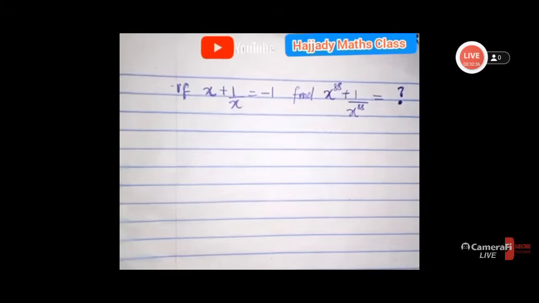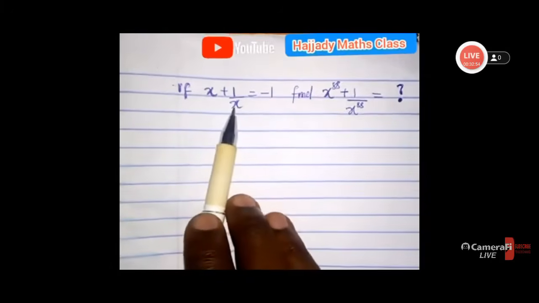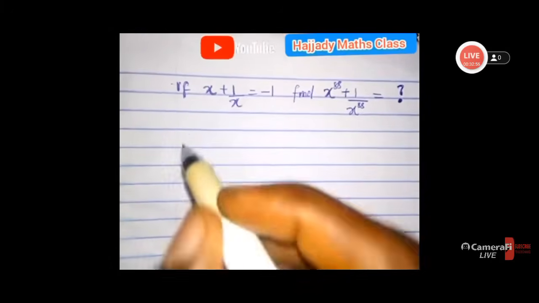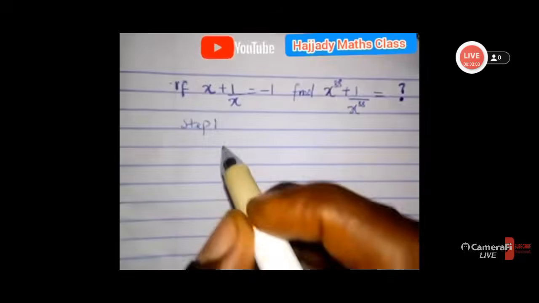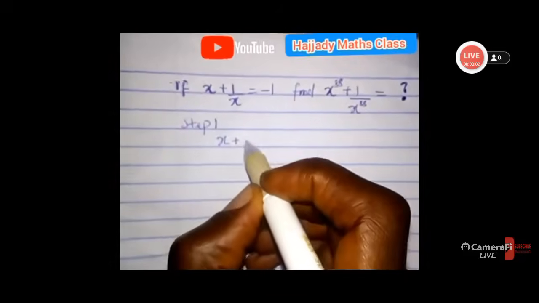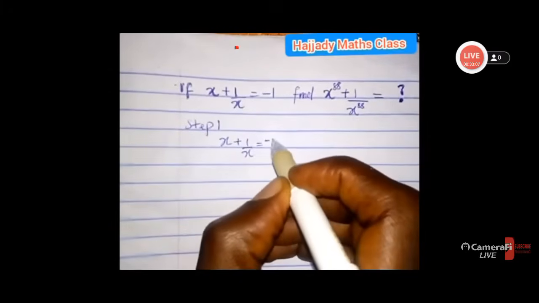Now looking at this, we have: if x plus 1 over x equals minus 1, find x raised to power 8 plus 1 over x raised to power 8. So this is unknown. Now the first step we are going to use here is to work on this equation given to us. Looking at that, our step 1. Now we have x plus 1 over x equals minus 1.